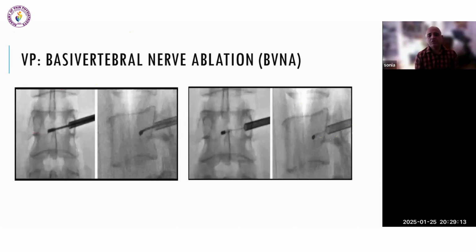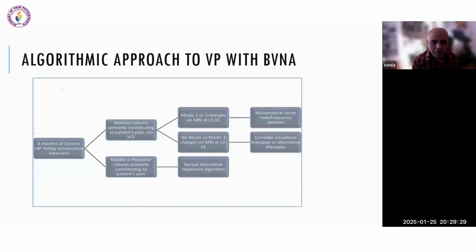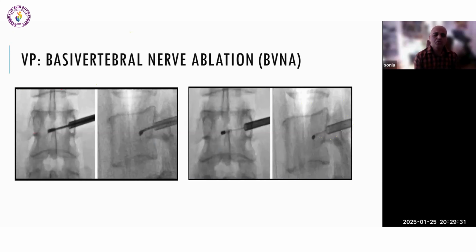Now, this goes a little bit more into detail about the procedure itself, but the bottom line is that you gain access inside the vertebral body, and then you pretty much hammer in this stylet. Yeah, you can go to the previous slide actually. So basically you hammer in this stylet, and then this radio frequency probe.